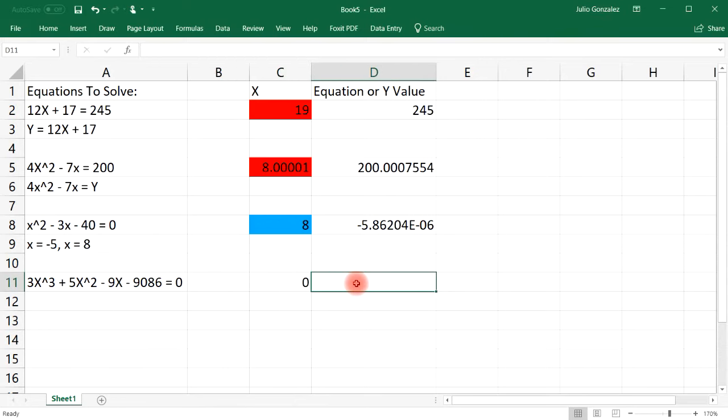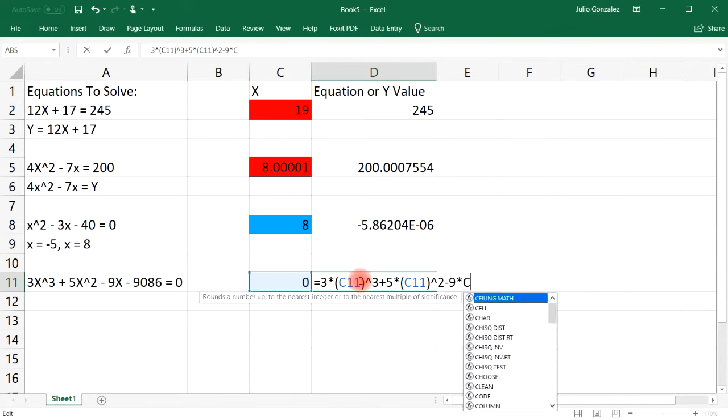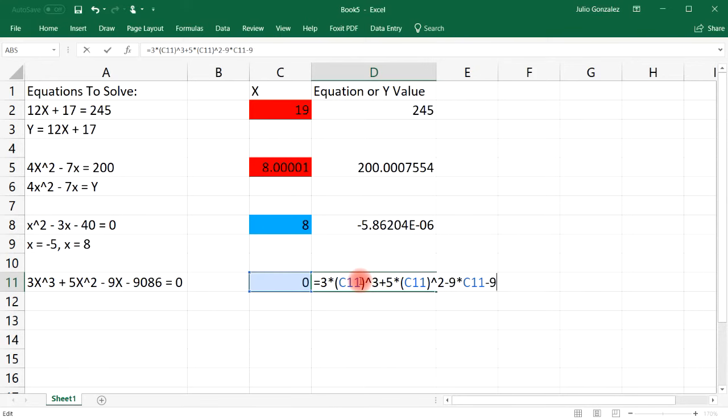So let's start with 0 and let's solve the equation. So this time we're going to change cell C11. So everywhere you see an x variable, replace it with C11. So this is going to be equal 3 times, in parentheses, C11, and then close parentheses, shift 6, let's raise it to the third power, and then plus 5 times parentheses C11, and then shift 6, raise it to the second power, minus 9 times C11, and then minus 9086.